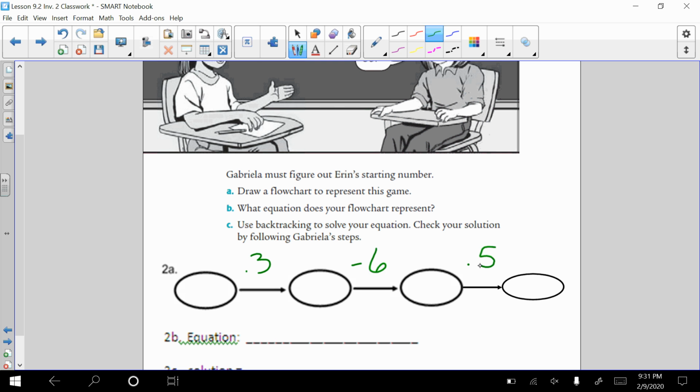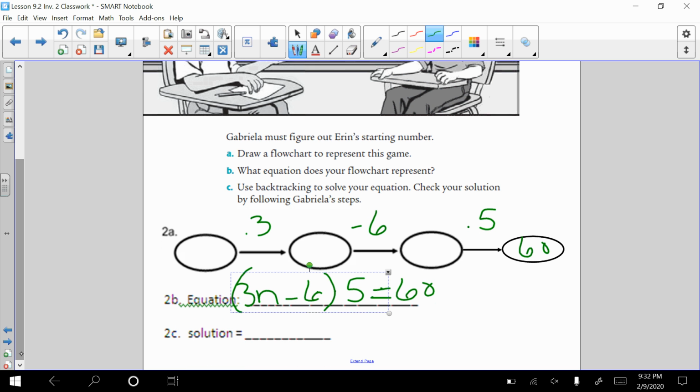Now, we have to write an equation with this to get to the answer of 60. Well, my equation, if I use the variable n, would be 3 times n minus 6 times 5 equals 60. Now, in order to be able to multiply the whole thing by 5, like it says, I would have to have parentheses around the 3n minus 6. Therefore, that would all be multiplied by 5 to get to 60.